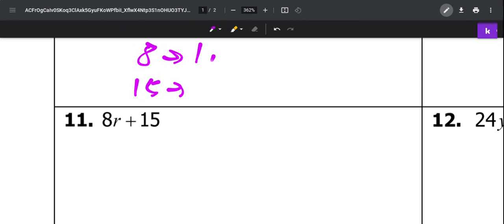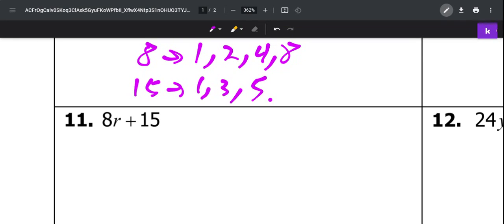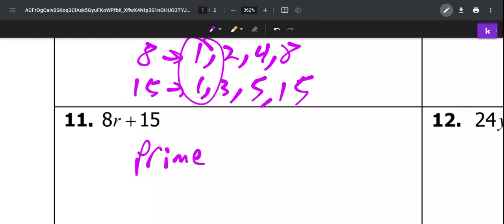Because if we list these, we would have, let's see, 8 can divide by 1, it can divide by 2, it can divide by 4, and it can divide by 8. 15 could be 1, 3, 5, 15, but that's all we have. None of those are in common except the ones. That doesn't count, so this is prime.